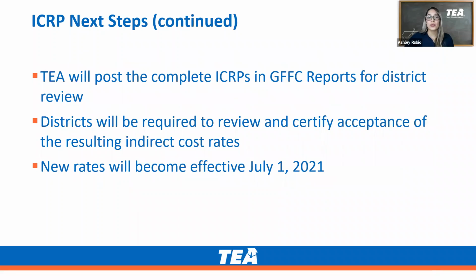TEA will then post the complete ICRPs and GFFC reports for the district's review. Districts will be required to review and certify acceptance of the resulting indirect cost rates. Then finally, the new rates will become effective July 1st of 2021.